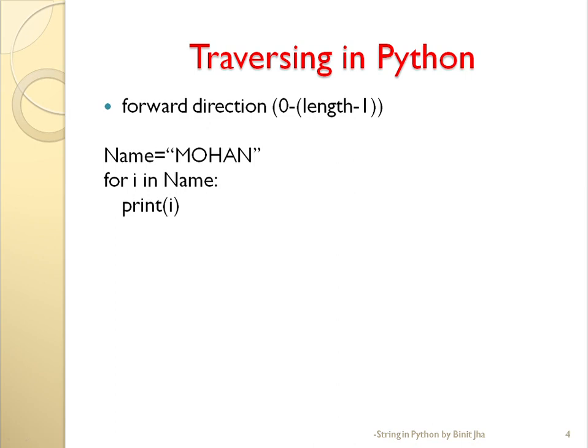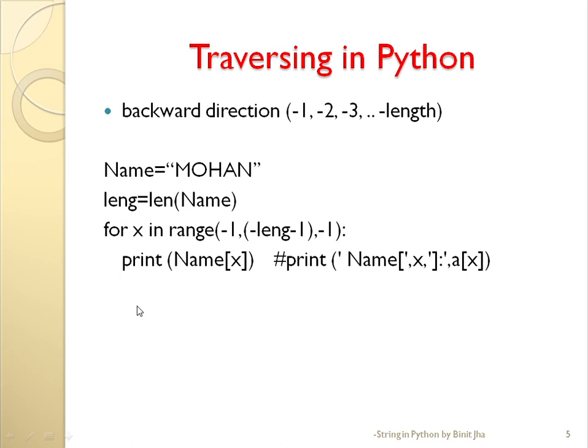Let's see the traversal process of the forward direction. What do we mean by traversal process? The process of displaying the content of a string is called traversal. For example, name is a variable given over here. It holds some value and we want to display the content of name. For i in name, print i. This is the output. Let's see the output for the backward direction.